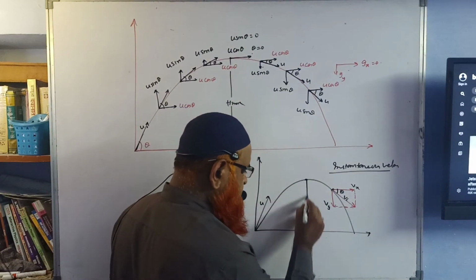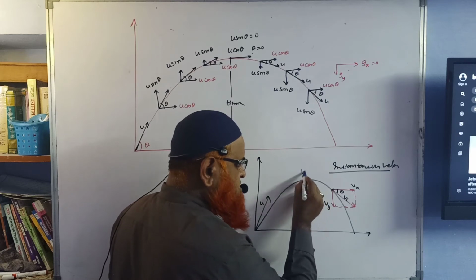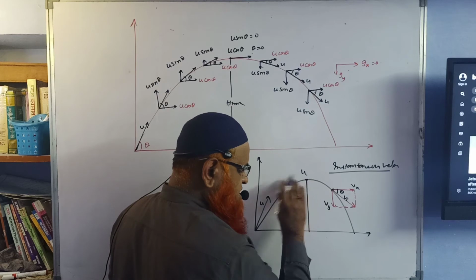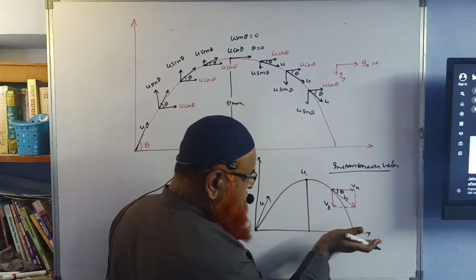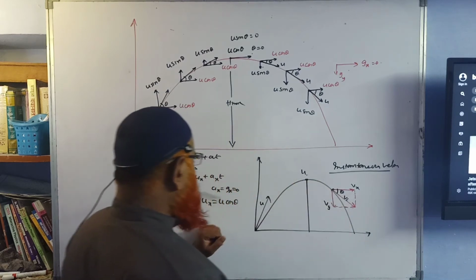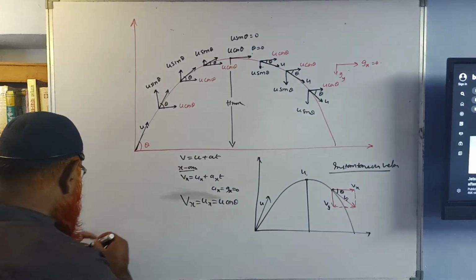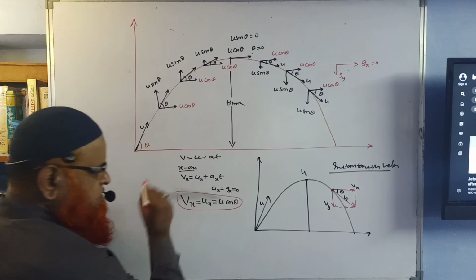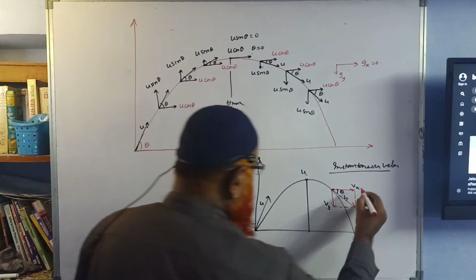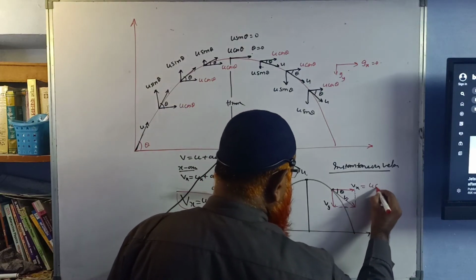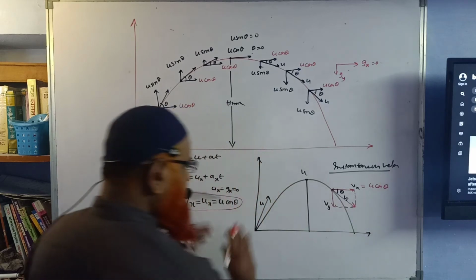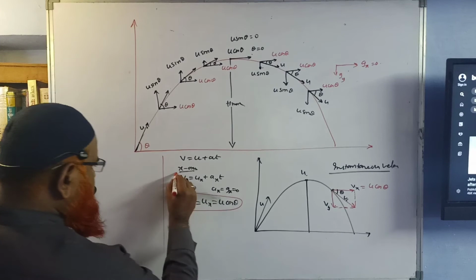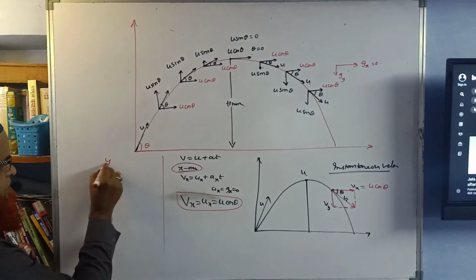Let us imagine this is the initial velocity at this place, during the second half of the path of the projectile. You just got the value of Vx. Vx is going to be U cos theta. That's it. The g part is not present. This is happening along the x-axis.